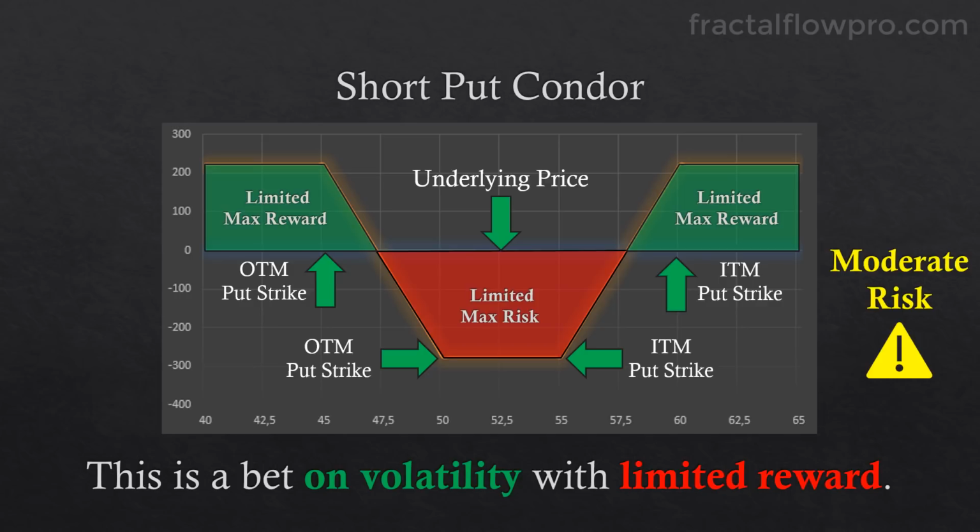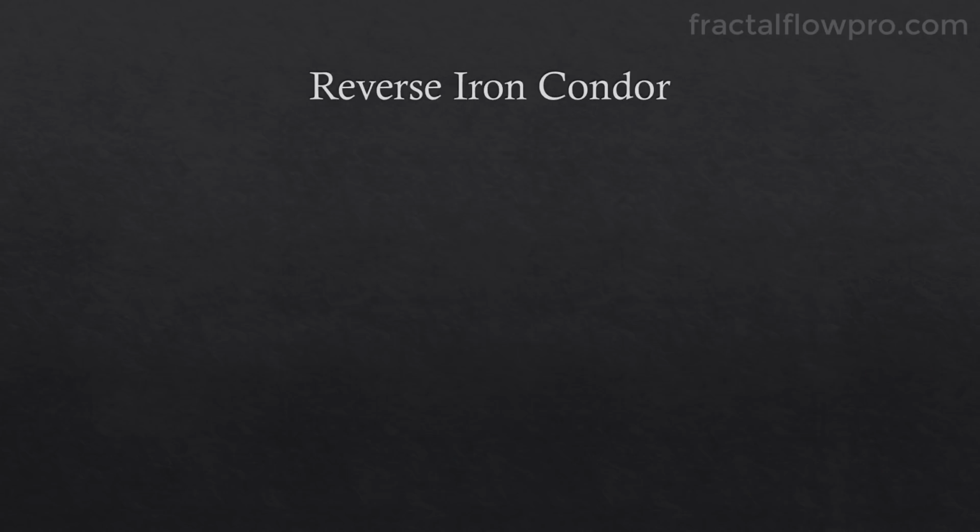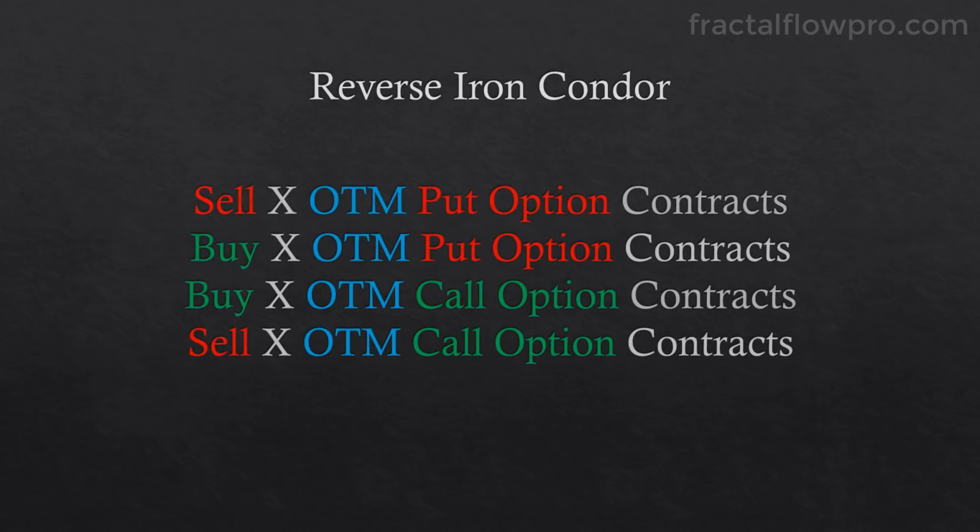moderate risk strategy. To finalize the butterflies and condors, we have a strategy called reverse iron condor, which also has the same payoff as the short call condor and the short put condor, but the reverse iron condor uses a combination of calls and puts to build the final payoff.